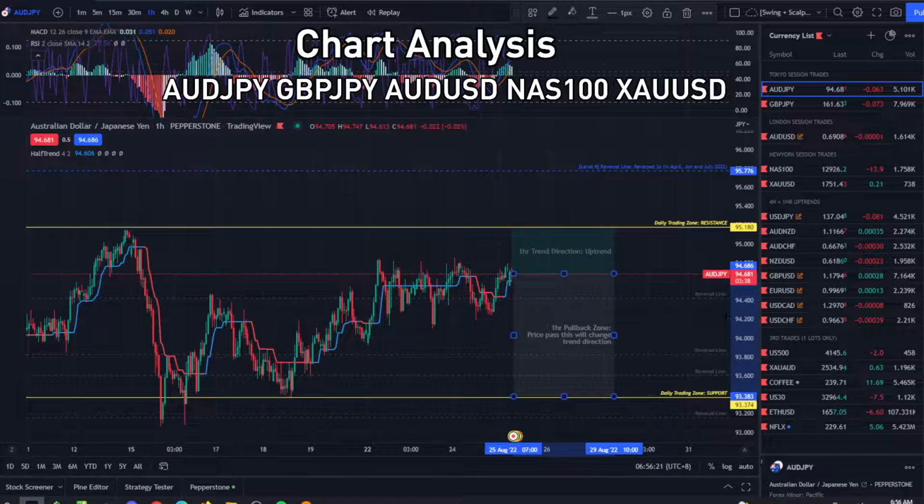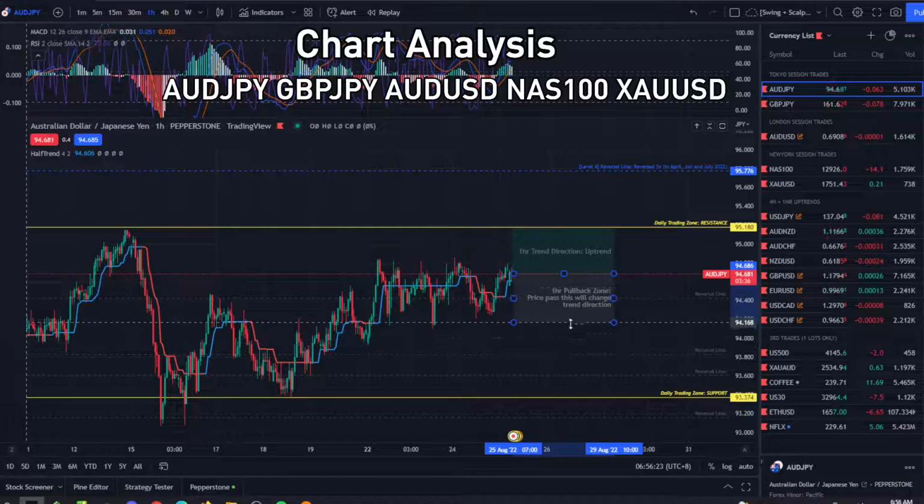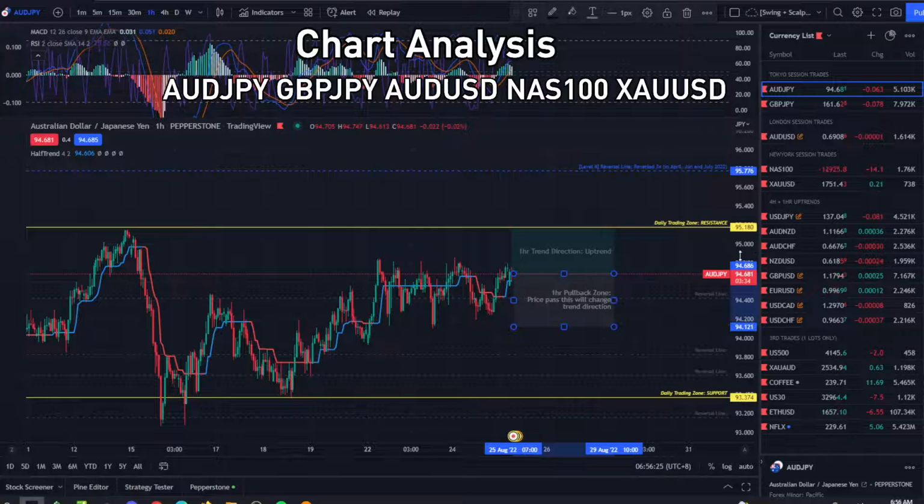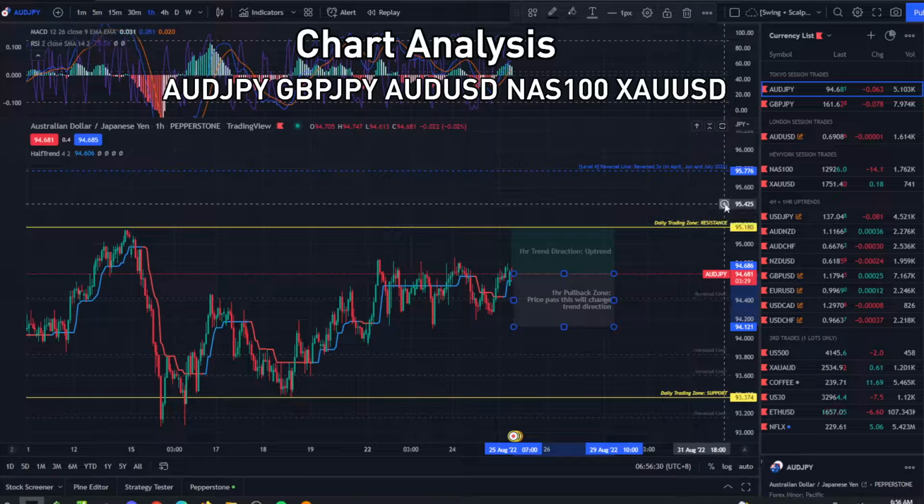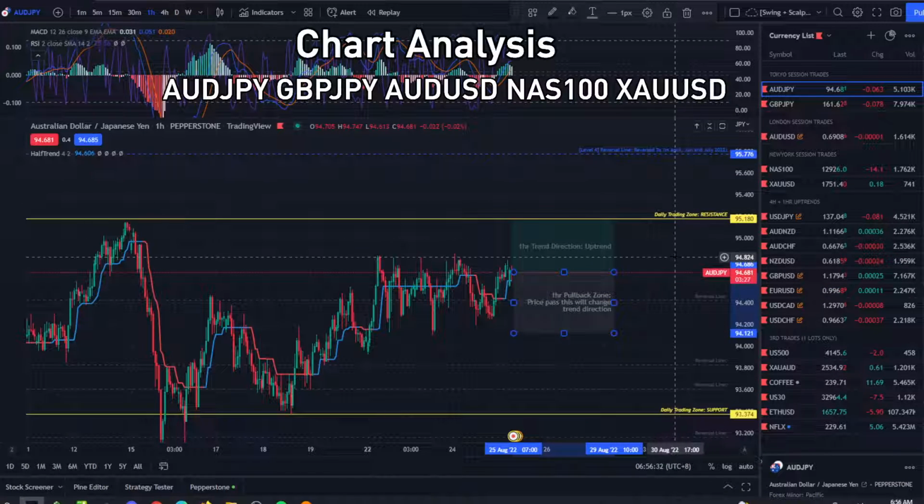So if anything, the pullback would be about this zone right here. Once it crosses that, then it will be in a downtrend. Otherwise, it will still be an uptrend for the Tokyo session that's about to start soon.